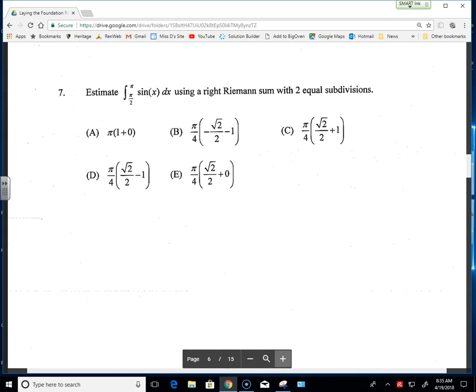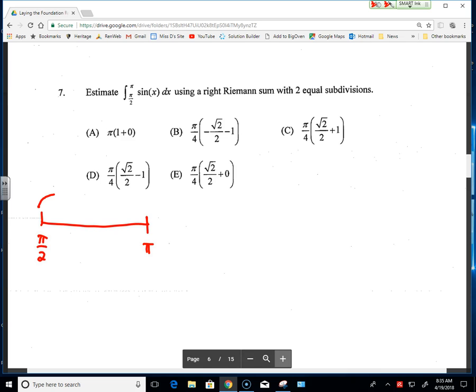Estimate. If we were to solve, we would take the antiderivative, plug in b, plug in a, subtract, FTC. But it says estimate, and then it says a right Riemann sum with 2 equal subdivisions. Here's what I do. Do you guys see how I drew a number line up there? Number line from pi over 2 as a to pi as b. And it says 2 equal subdivisions, meaning 2 jumps.